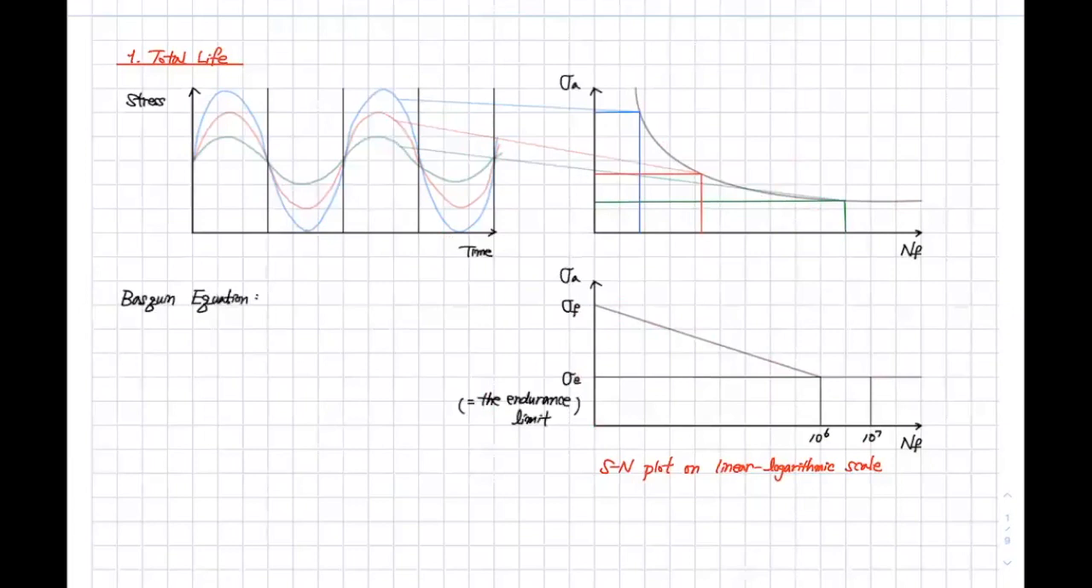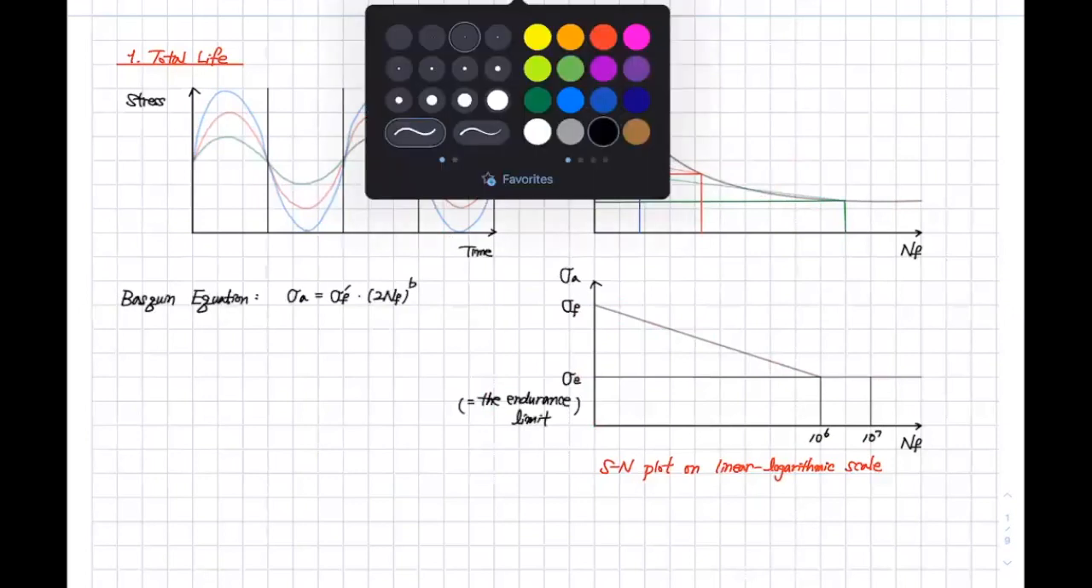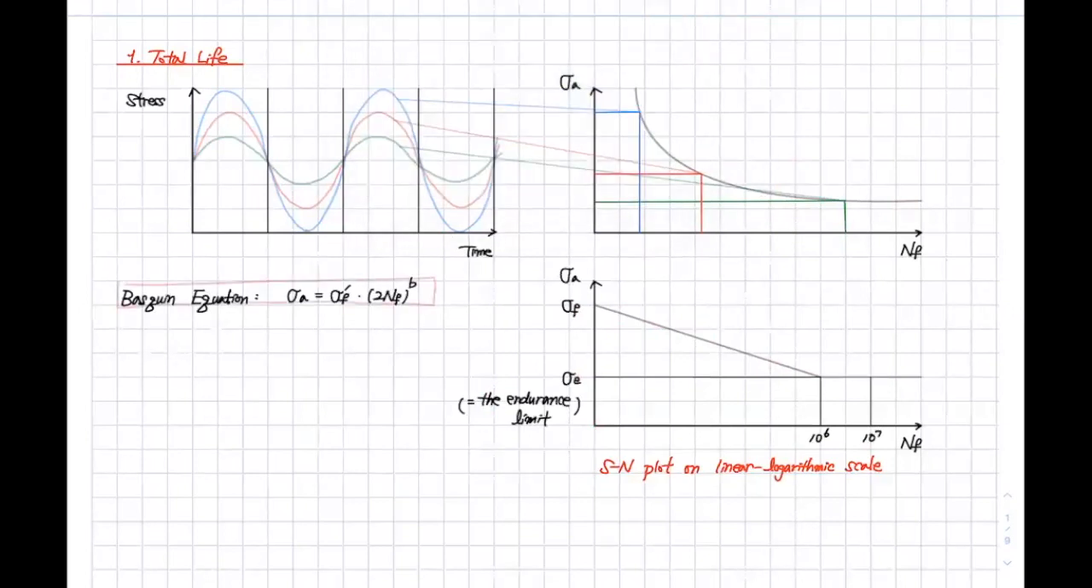Now we can say sigma A, which is stress amplitude, equals sigma F prime times 2 N_f to the power of B, which is the exponent. This is the Basquin equation. I know that some textbooks write this as 2 times N_f, and sometimes it is replaced with just N_f, but I will explain later. As far as I know, the form of the Basquin equation is this.